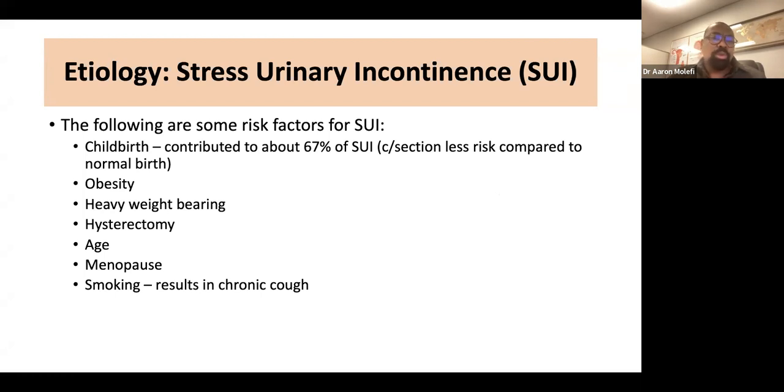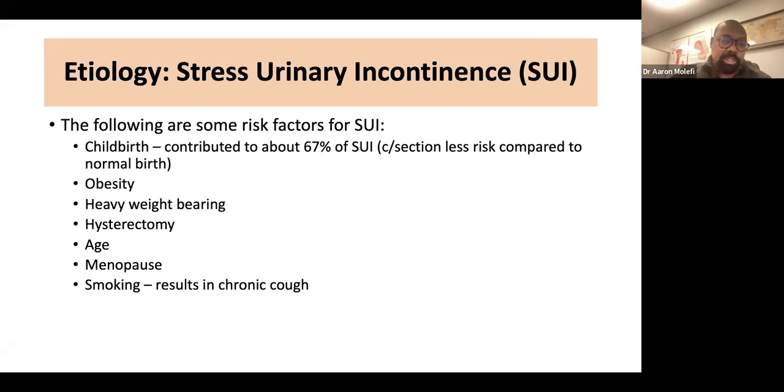Obesity is a problem. We know the lifestyle that we are living nowadays, McDonald's or whatever, and we are just an obese society. So that's a risk factor for urinary incontinence. Heavy weight bearing: nowadays, in the midst of this obesity, people are also going to the gym. They're very active, lifting weights and so forth to look good, so it can contribute to urinary incontinence as well. Patients that have had removal of their womb, or hysterectomy, is also a factor.